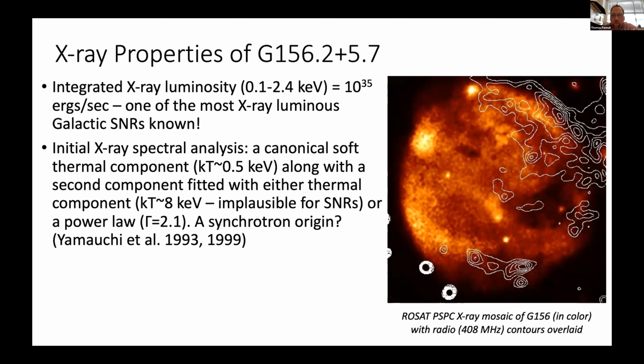Most of them, especially remnants with an evolved age like this one, are thought to have come to an equilibrium of one temperature. But here you have a standard thermal component of about 0.5 keV. But you also have a second component which you could fit with either a thermal temperature of 8 keV, which is not physically realistic for supernova remnants, or a power law of 2.1. And that power law of 2.1 is very consistent with a synchrotron origin.